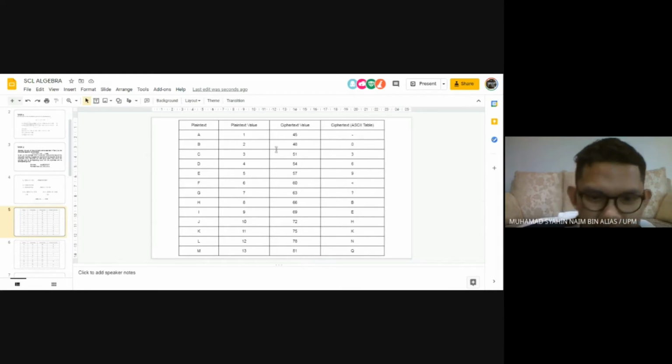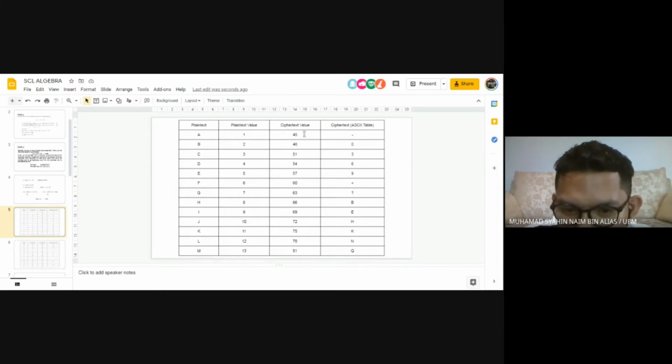So I get 45 is equal to dash, 48 is equal to 0, 51 equal to 3, 54 equal to 6, 57 equal to 9, 60 equal to the less-than sign, 63 equal to question mark, 66 equal to capital letter B, 69 capital letter E, 72 capital letter H, 75 capital letter K, 78 capital letter N, 81 capital letter Q, 84 capital letter T, 87 capital letter W, 90 capital letter Z.